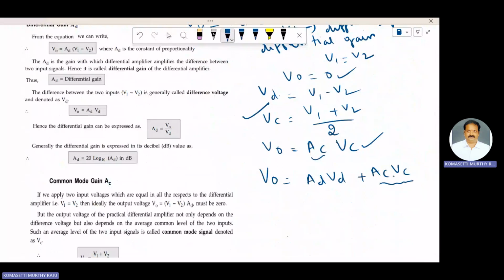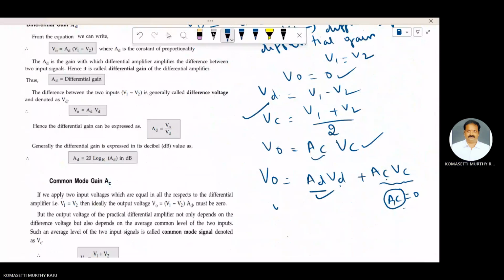AC VC is the undesirable term. AC should be 0, the common mode gain should be 0, because that term is related to noise signals which are applied to the two inputs of the differential amplifier. AD VD is the desirable term. AD is a high value, AC is a low value. VD is equal to V1 minus V2, and VC is V1 plus V2 by 2.